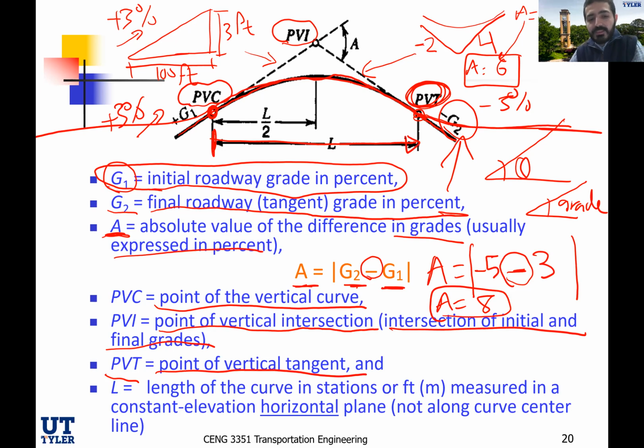to PVT. And most of the time we try to express the L in stations. For example, if the L is 600 feet, I'm not going to say L is equal to 600. I'm going to say L is 6 stations. It's going to be 6 stations.